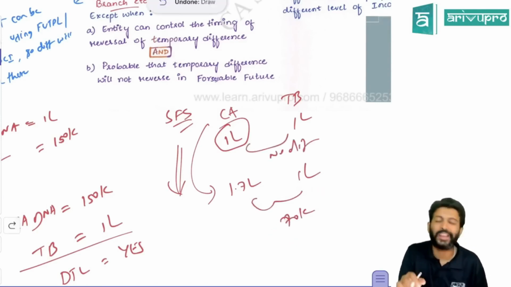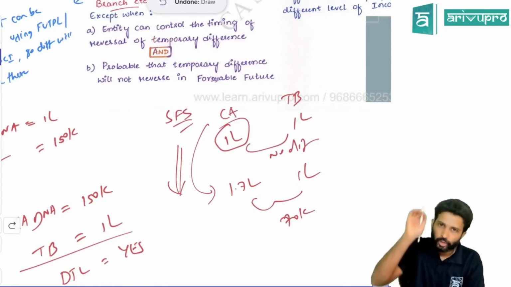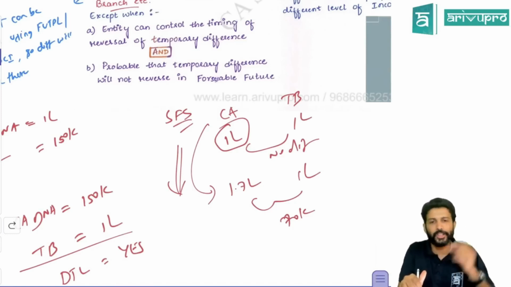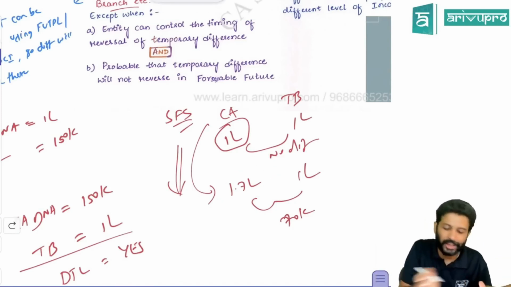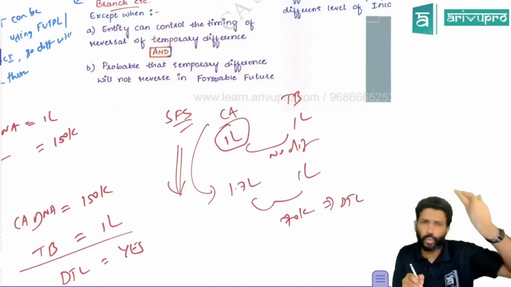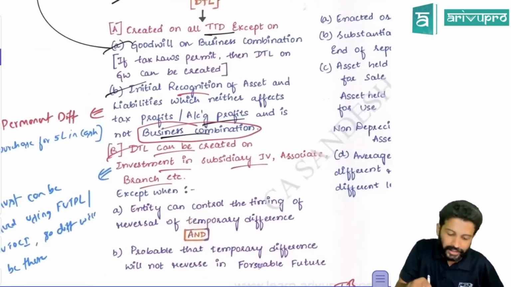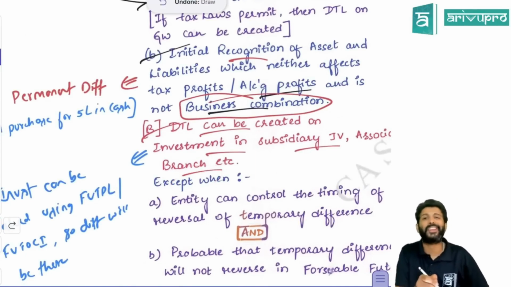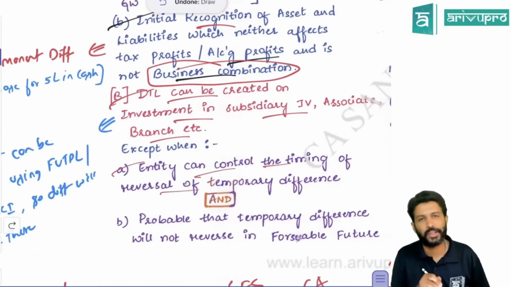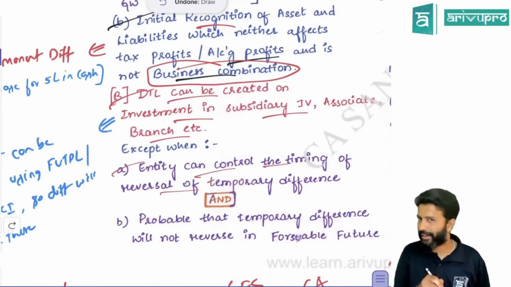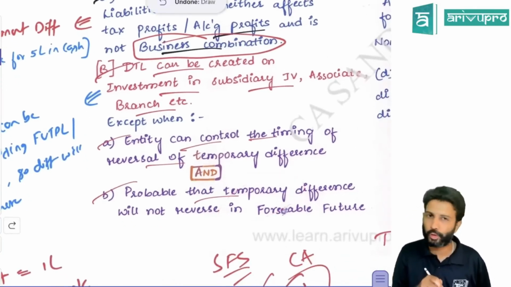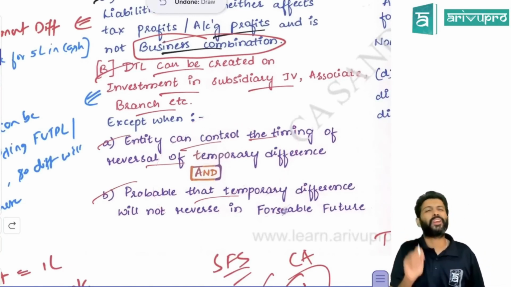So on this difference, should we create DTA? DTL is what we are starting. As a plain thumb rule, yes, for investment in a subsidiary company also, if there is a difference, you need to create DTL because the carrying amount is greater than the tax base. But under a few circumstances, if a couple of conditions are satisfied, then DTL on this investment need not be created. That's an exception. One, if an entity can control the reversal of the timing difference, and if it is highly probable that this difference will not get reversed in the foreseeable future, if both are satisfied, then you need not create DTL on this.